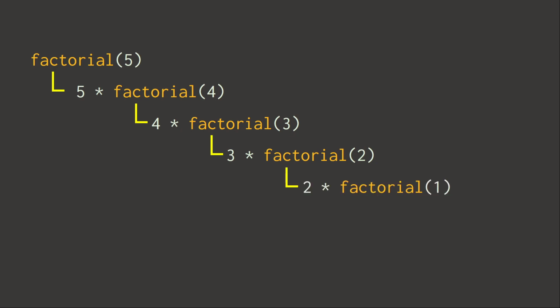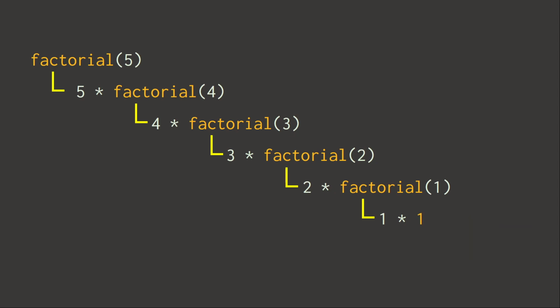Factorial of 2 executes, and it goes to 2 times factorial of 1. The factorial of 1 is called to go to 1 times the factorial of 0. But this time, we reach the base case, since the factorial of 0 is 1. So there are no more recursive calls, and we start going back.